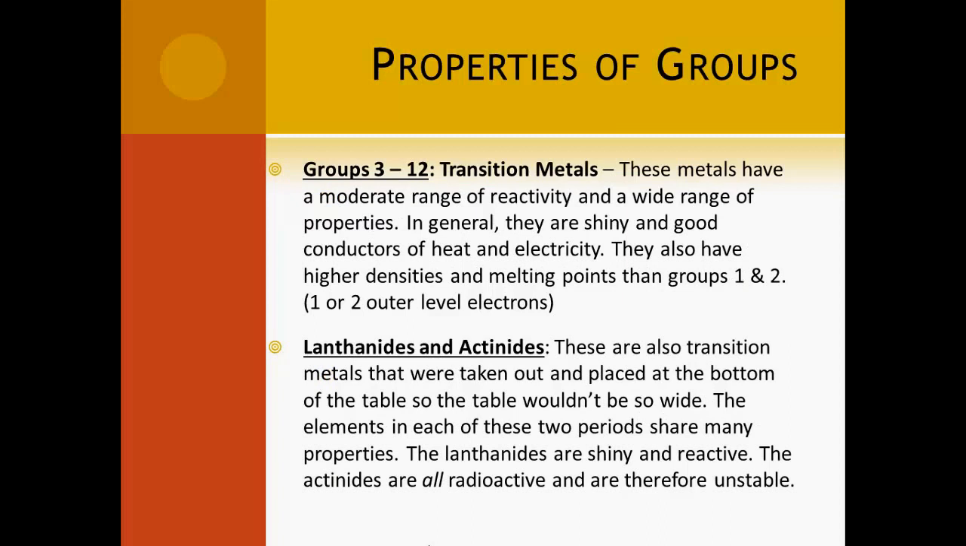Now groups 3 through 12 are what we call the transition metals. They kind of form a bridge between group 3 and group 13. So there's 10 columns in the transition metals, and they have a moderate range of reactivity and a wide range in properties. The lanthanides and actinides, these are the very bottom. These are also transition metals, but they were taken out and placed at the bottom so the table wouldn't be quite so wide. The elements in each of these 2 periods share many properties.